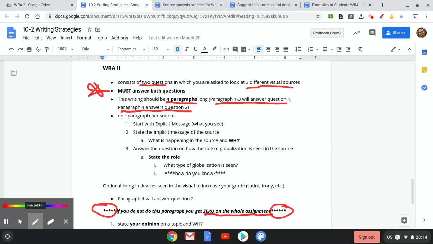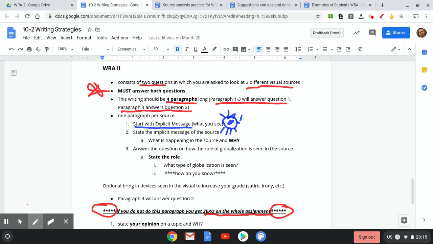Now let's get into how you write one of these. We've analyzed political cartoons before in class, so this is not new. You start with the explicit message. This is what you see. We're going to do a bit of an example together, but you begin with what you see. That's supposed to be an eyeball. It kind of looks like a spider.